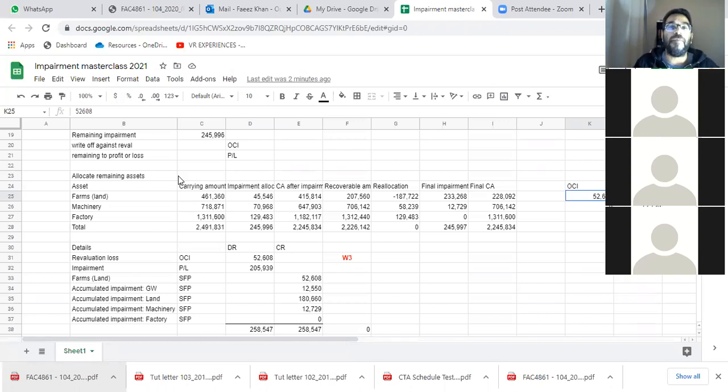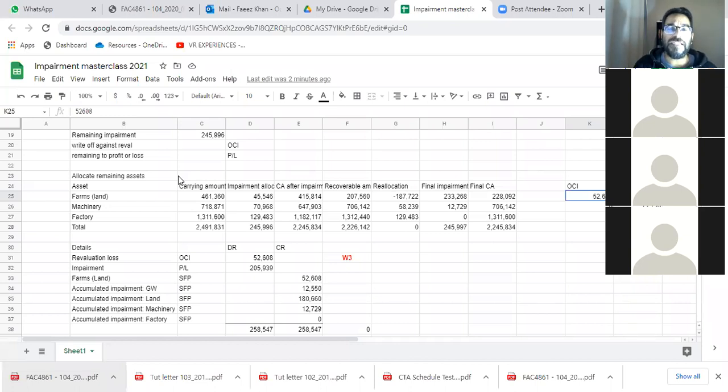Goodwill was 12,500. Because the impairment was 250,000, goodwill only accounts for 12,500. That means there will be a remaining impairment amount. The remaining amount came to 245. That 245 must be allocated against the remaining assets within the scope of IAS 36. In our scenario, all the assets were in the scope of IAS 36. So the remaining assets were land, machinery, and the factory building.